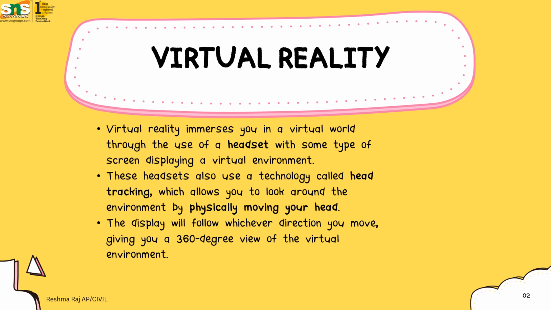The headset used in VR also has a technology called head tracking. By wearing the head mounted device, there are sensors that track the movement of the user, which allows you to look around the environment by physically moving the head. The display will follow whichever direction you move, giving you a 360-degree view of the virtual environment.